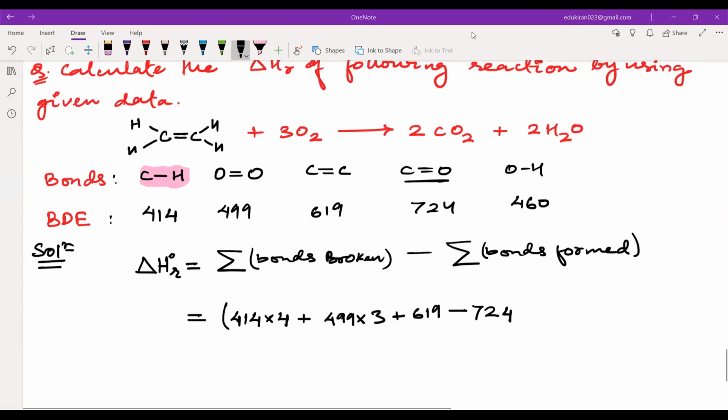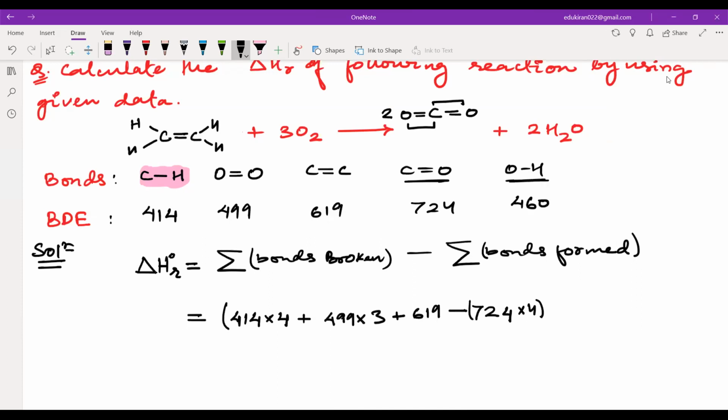2 or 4? Do you know the structure of carbon dioxide? See, this is it. Everything is important in chemistry. If you don't know the molecular structure, you cannot find the enthalpy of reaction. This is carbon dioxide, right? So in one carbon dioxide you have already 2 bonds. In 2 moles you will have 4. 724 into 4. Now again, next OH bond.